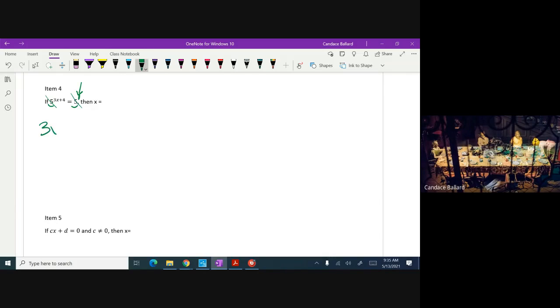So don't go to college when you don't have Mrs. Ballard anymore and say, Mrs. Ballard said just cancel them. That's not right. All right, so I'm going to subtract the 4, which gives me -3. And x would be, I'm going to divide by the 3, so I get -1.